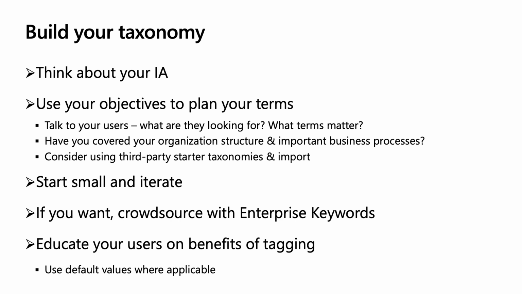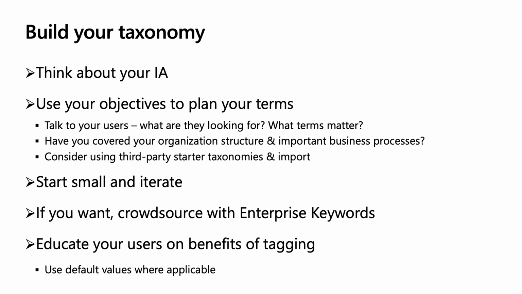Another good idea is to use your objectives to plan your terms. There is no one-size-fits-all solution for taxonomies, and you'll have to use your intended objectives to help you decide what terms are relevant. A good idea would be to talk to your end users who would actually use the terms and understand their pain points. What are they looking for? What terms do they keep searching for? And those can be candidates for potential terms.